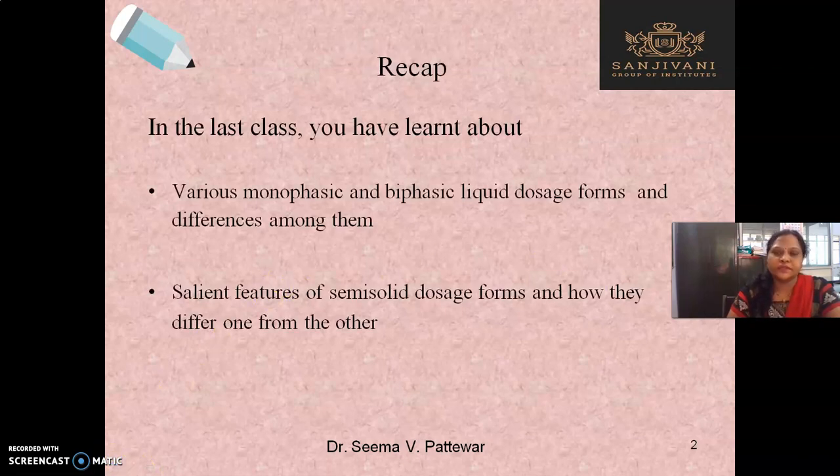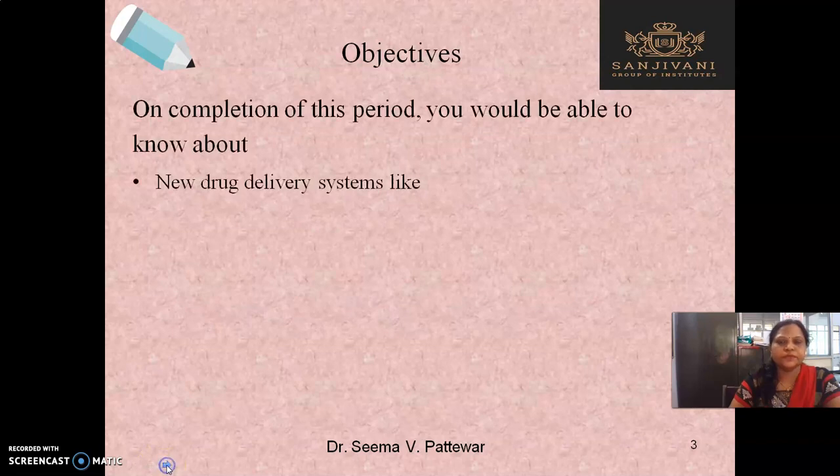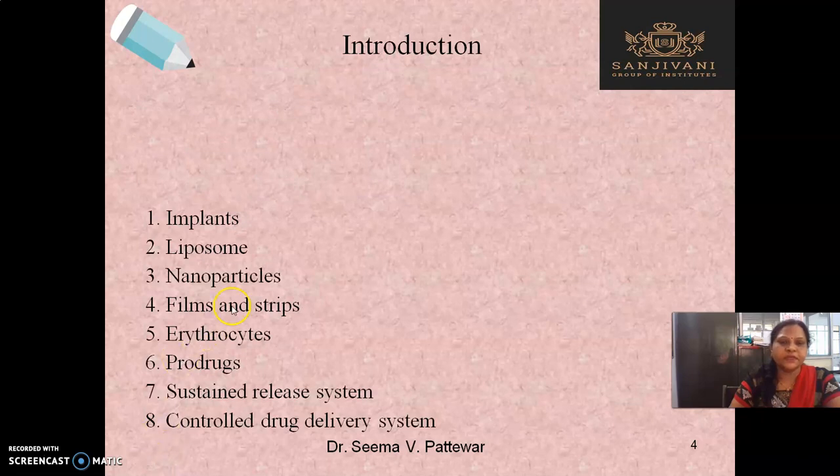We have discussed up till now various monophasic and biphasic liquid dosage forms, salient features of semi-solid dosage forms, and how they differ from the other dosage forms. Today we will see different new drug delivery systems such as implant, liposome, nanoparticle, film and strips, erythrocytes, prodrug, sustained release system, and controlled release system.